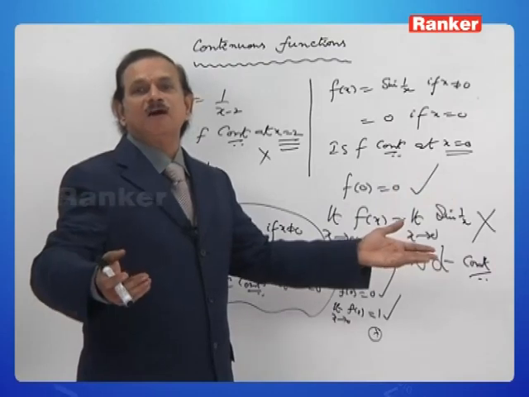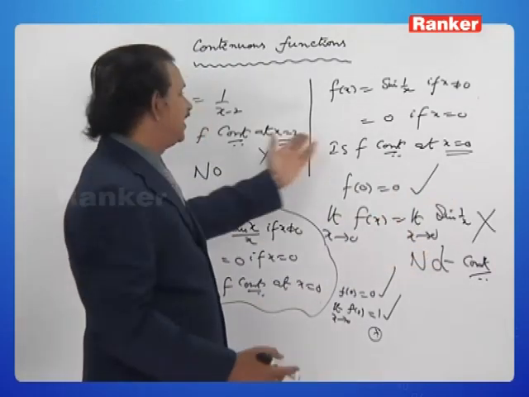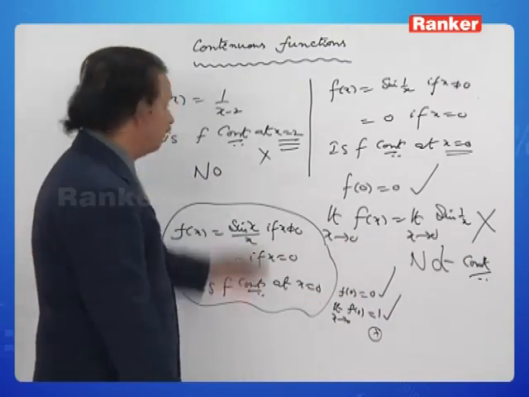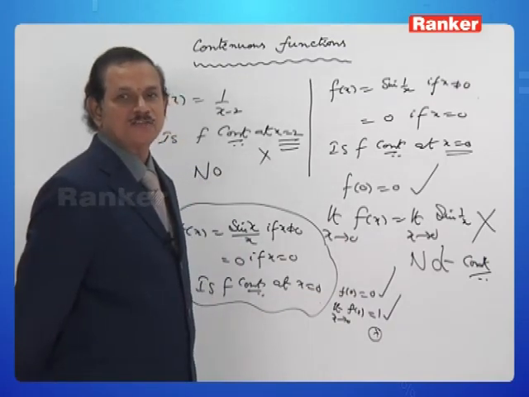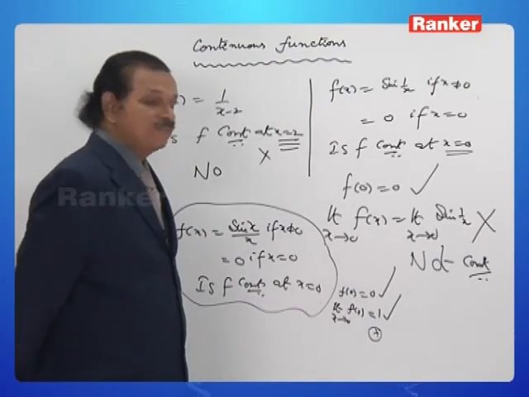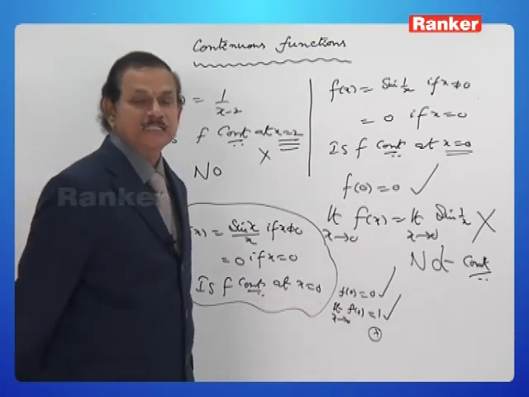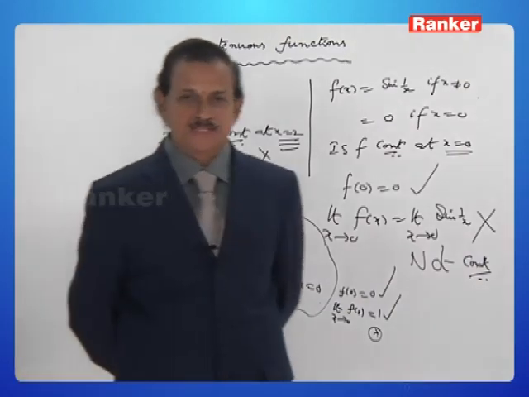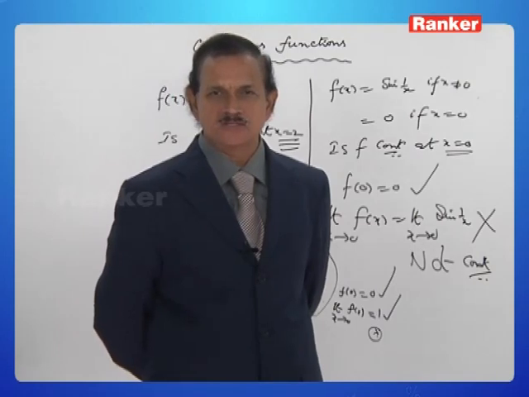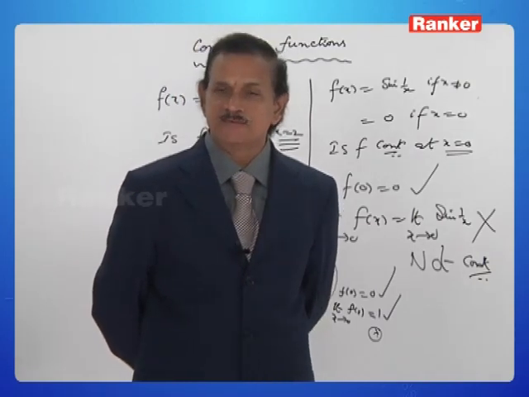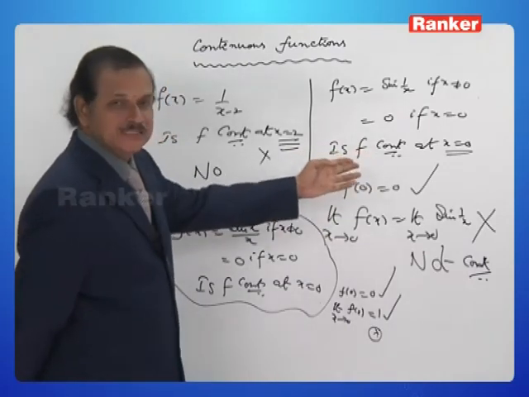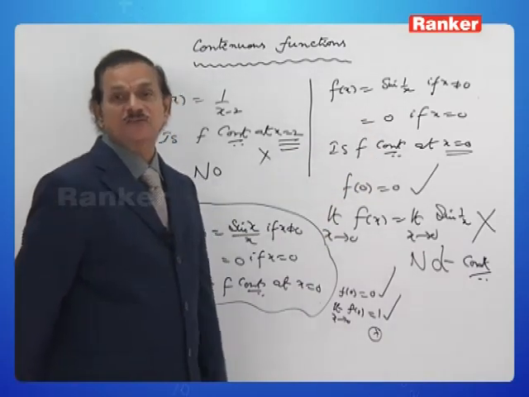All the three examples you can look at at a glance on the board. In the first problem, the first condition is not satisfied. That is why it is not continuous. In the second problem, the second condition is not satisfied. The second condition, the limit as x tends to 0 of sin(1/x), does not exist. That is why we say that this is discontinuous at x = 0.